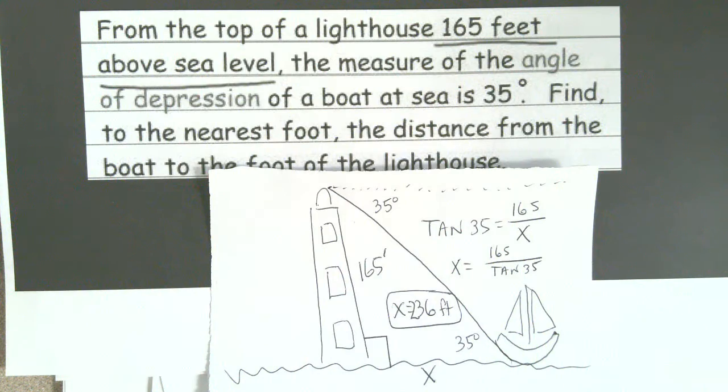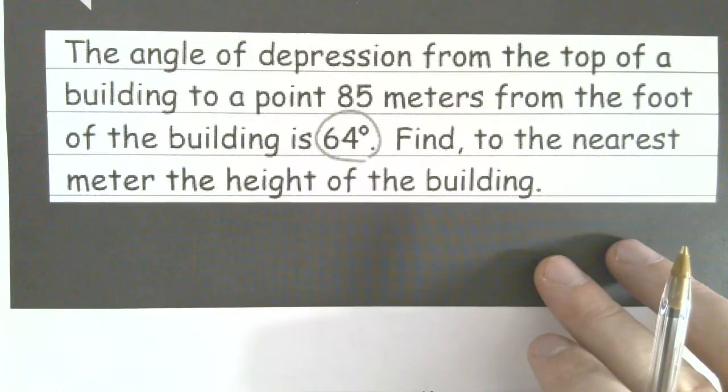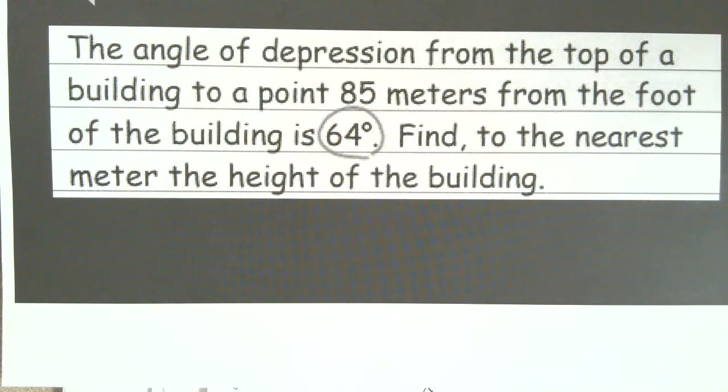All right, we're going to try one more together on the angle of depression. The last one we do together. So here's what it says. The angle of depression from the top of a building to a point 85 meters from the foot of the building is 64 degrees. Find to the nearest meter the height of the building.